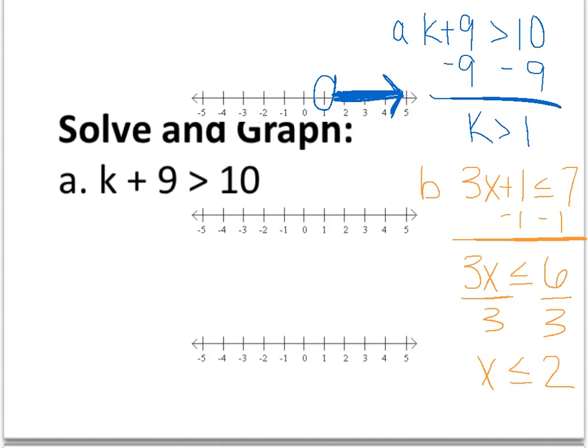Everybody tell me, open or closed circle? Open. Wait, no. Closed. That was very far from everybody. Let's try that again. Everybody tell me, open or closed circle? Closed. Yes, it is a closed circle because if you have that or equal to, it is a closed circle. Less than goes to the left.